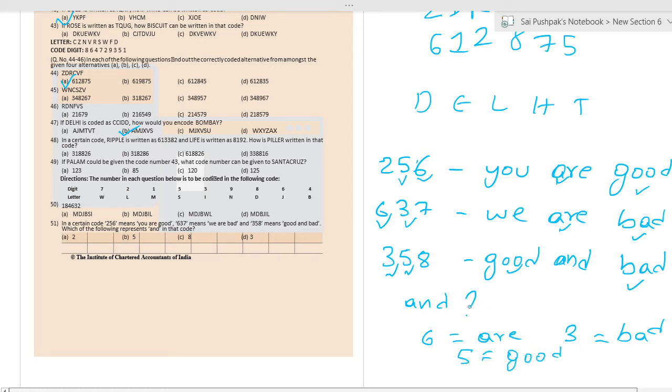But we want 'and'. Guys, we know good, we know bad. So good is 5, bad is 3. What will be 'and'? 'And' is nothing but 8. So the answer is 8. That's how we have to find it out.